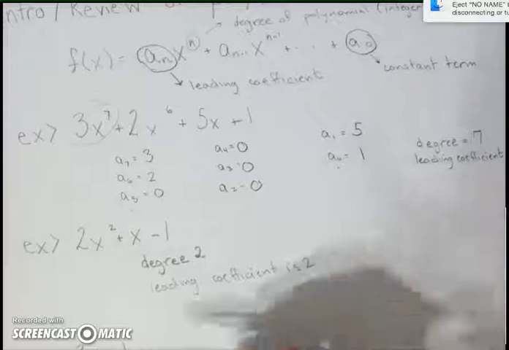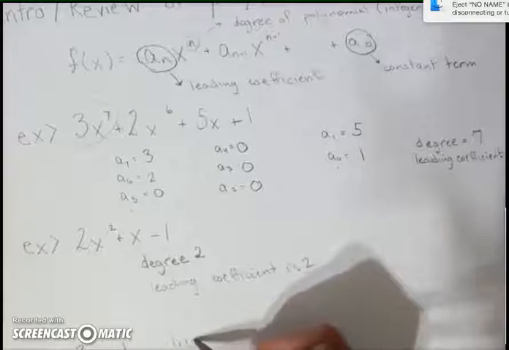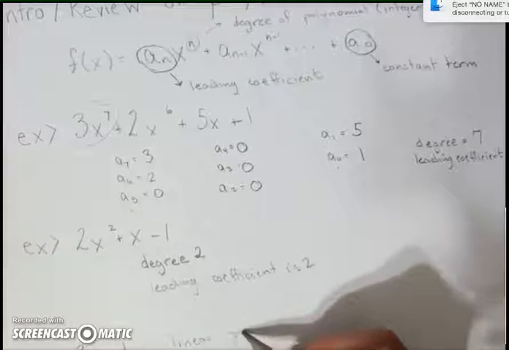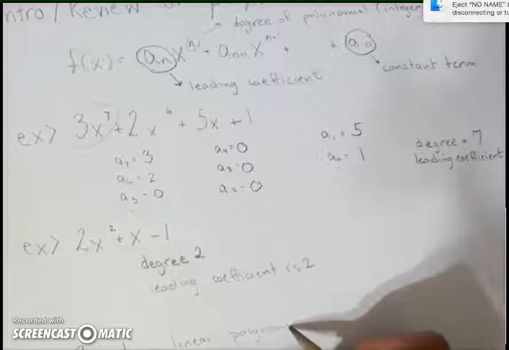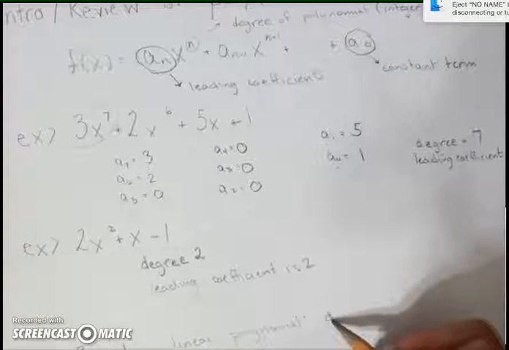3x minus 1, this is a linear polynomial. We know it looks like a line. All that means is that it has degree 1.